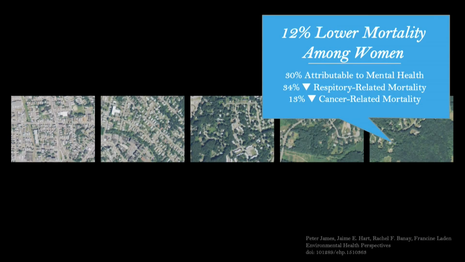They found, as compared to people who lived in the least green area, if you looked at people who lived in the most green area, among women, mortality rates declined by 12%. 12% more people lived as a consequence of living in these areas. 30% of that benefit was attributable to mental health benefits. Another 34% was attributable to a decline in respiratory-related mortality and 13% decrease in cancer mortality, which suggests that over these kinds of assessments, we can begin to think about how we build our communities.